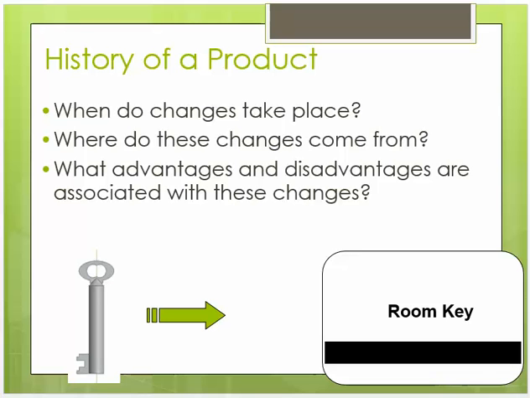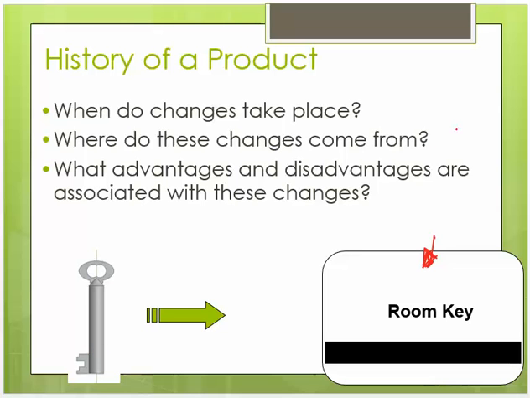History of products. When do changes take place? They take place when they're necessary. Keys, the technology to replicate keys became very easy, and over the last 10 years, we now have room keys. Some of you probably don't even realize that you used to actually be given an actual key to a hotel room.